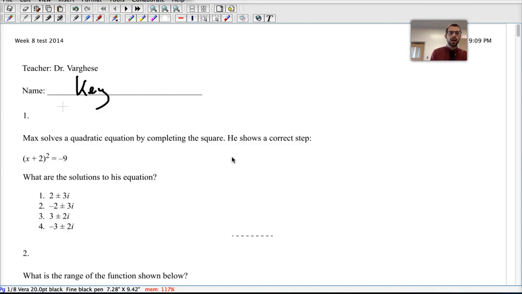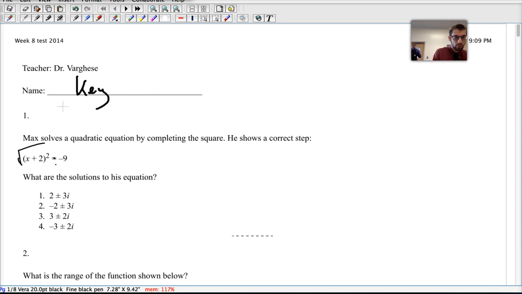Alright, so this is the week 8 test key for Algebra 2 trigonometry. So the first question says Max solves a quadratic equation by completing the square. He shows this correct step. What are the solutions? So all the hard work here has actually been done for us. All we have to do at this point is solve for x.